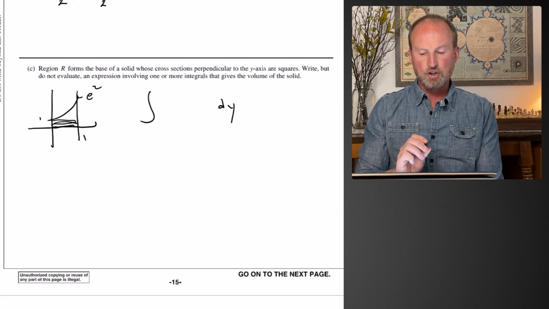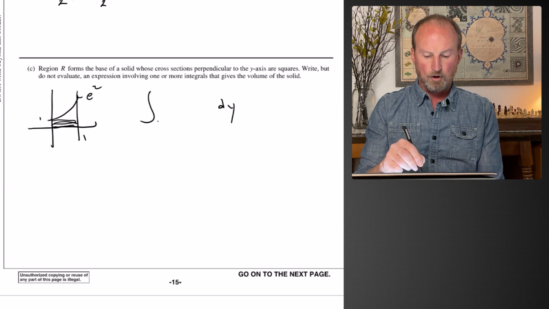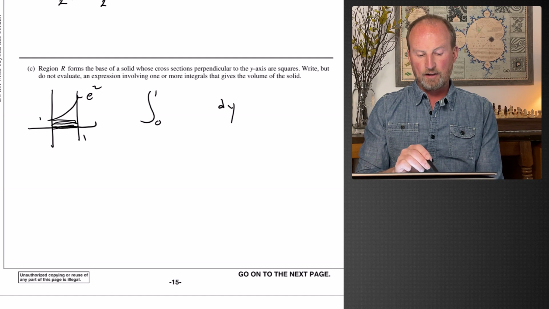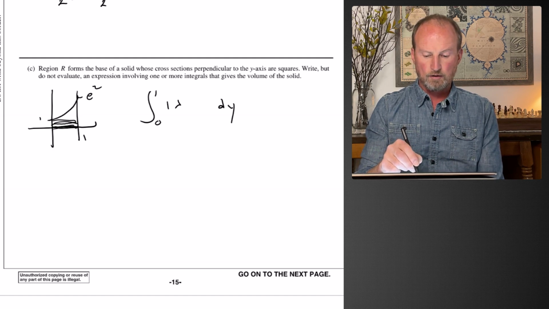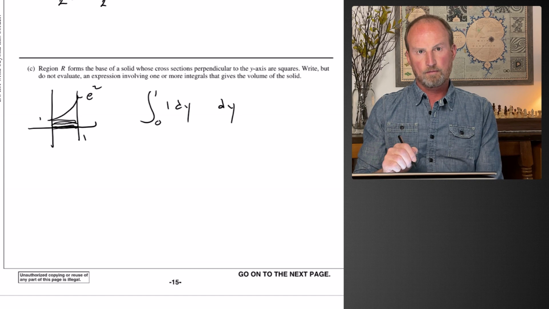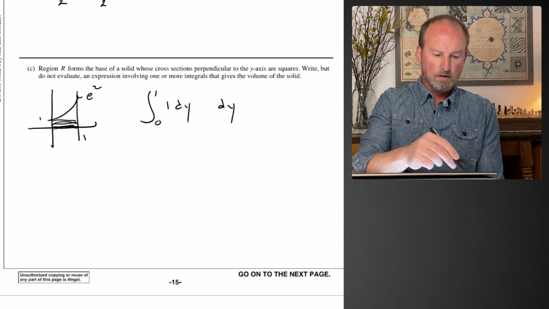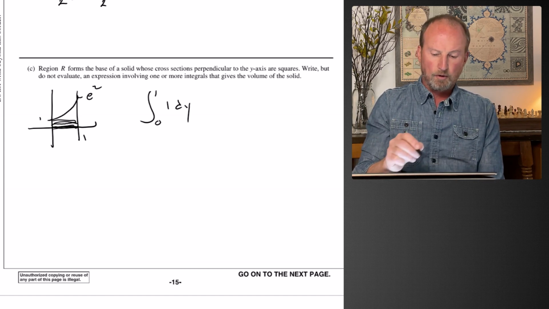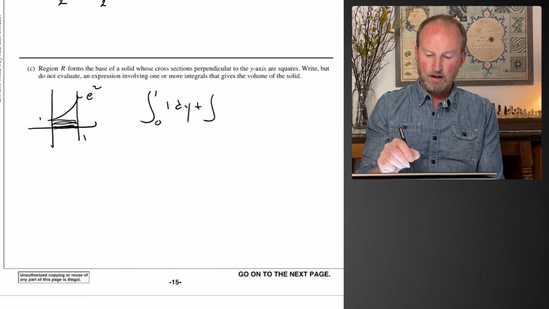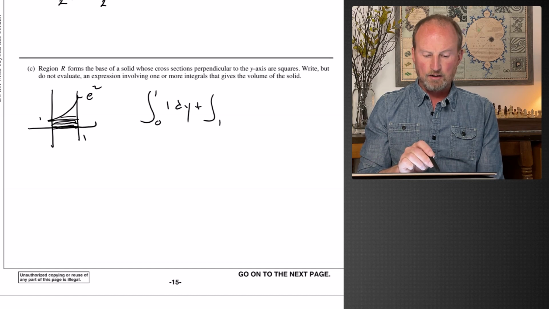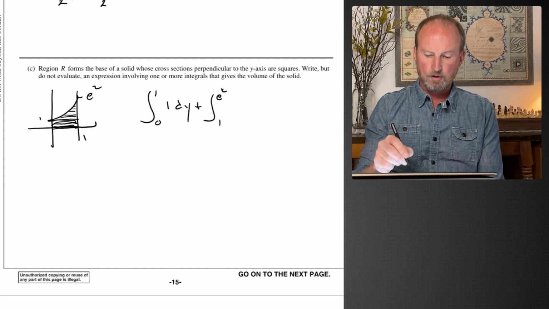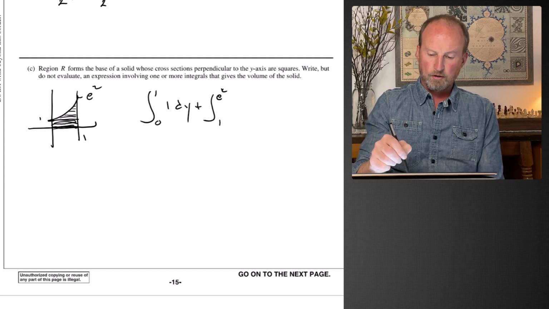My definition will change when I get to the 1. At 0 to 1, my integral is simply the length of this square, which is just 1. Okay? But then to that, I need to add the other one. Now we're going to integrate from 1. We're going to start from here now, and we're going to slide squares in all the way up until I get to, whoops, that's e squared.